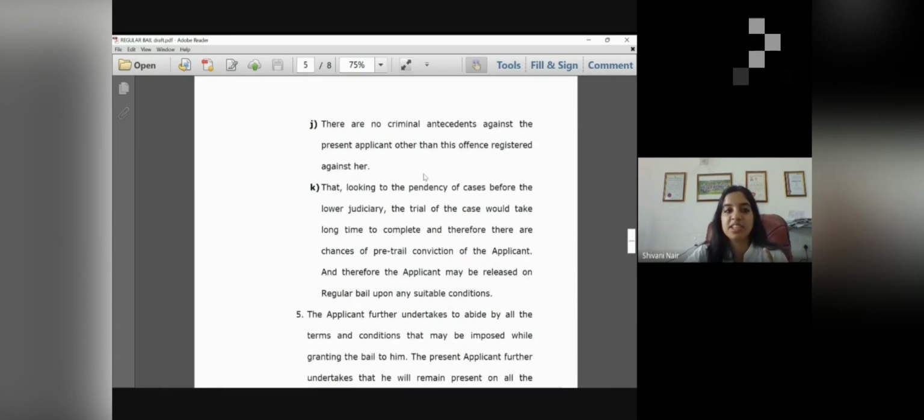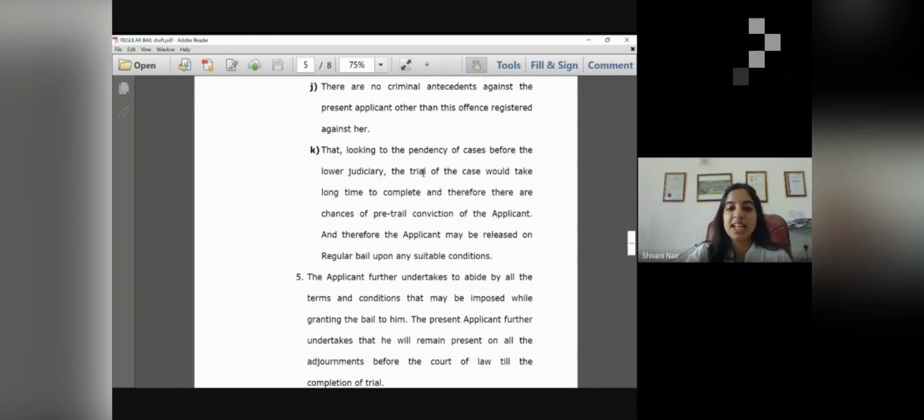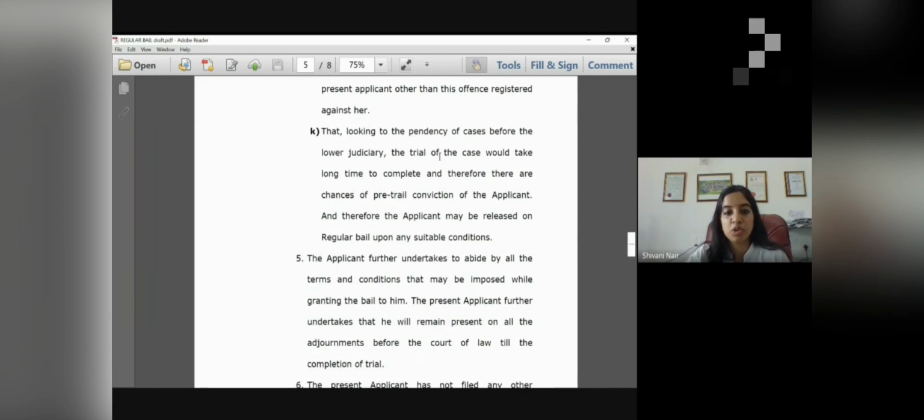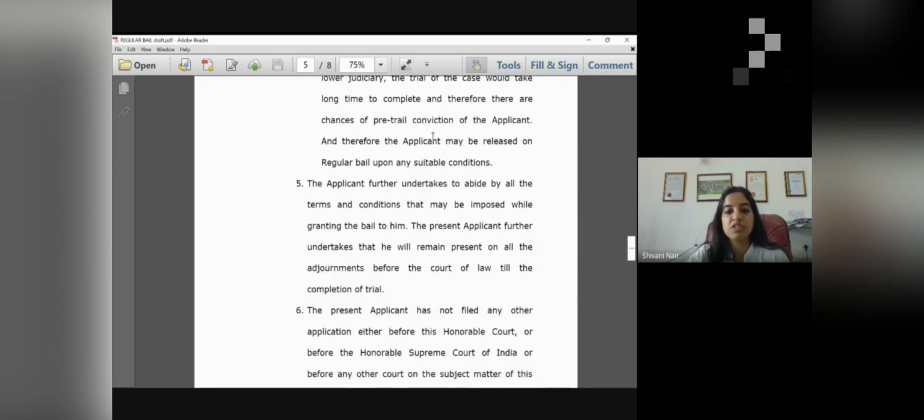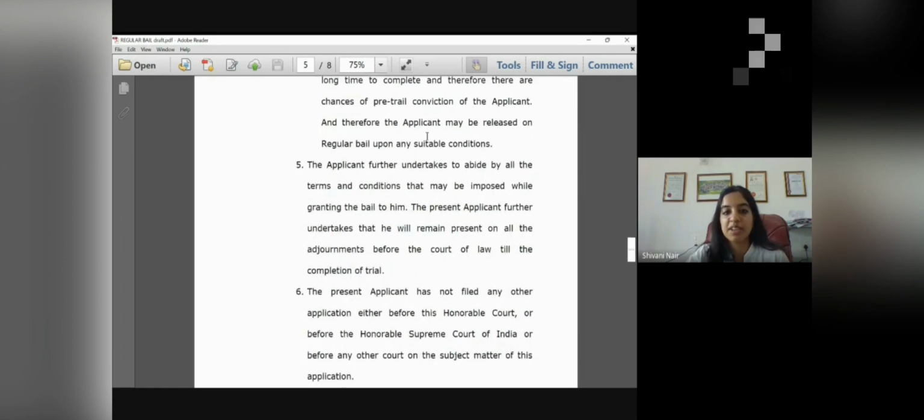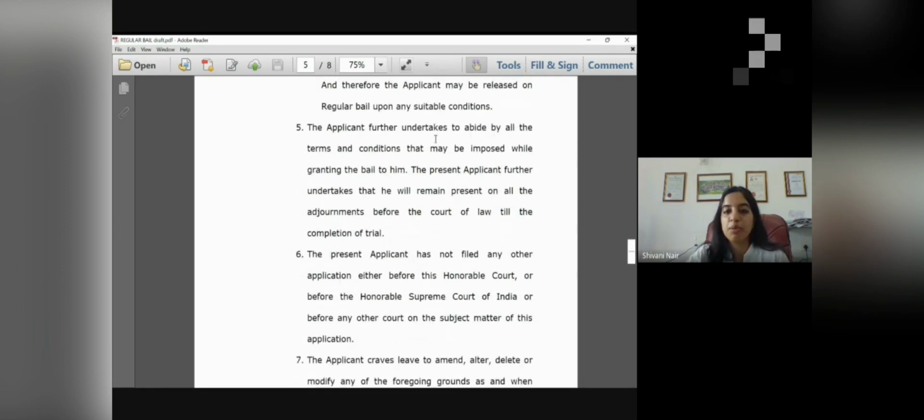There are no criminal antecedents. If the person that you are defending does not have any criminal antecedents, you mention that as a ground: that the present applicant, or the original accused, does not have any criminal antecedents other than this offense registered against her. That looking to the pendency of cases before the lower judiciary, the trial of the case would take a very long time to complete, and therefore, given the chances of pre-trial conviction of the applicant, the applicant may be released on regular bail upon any suitable conditions that the court may impose.